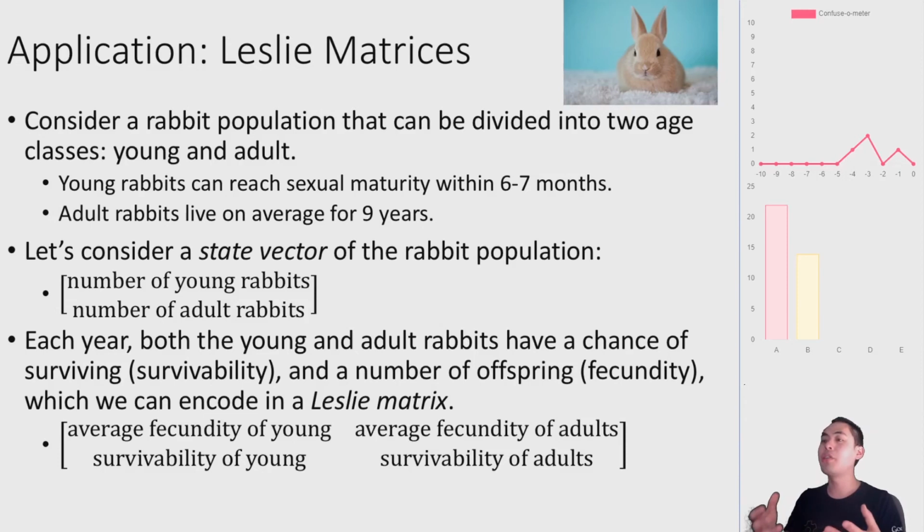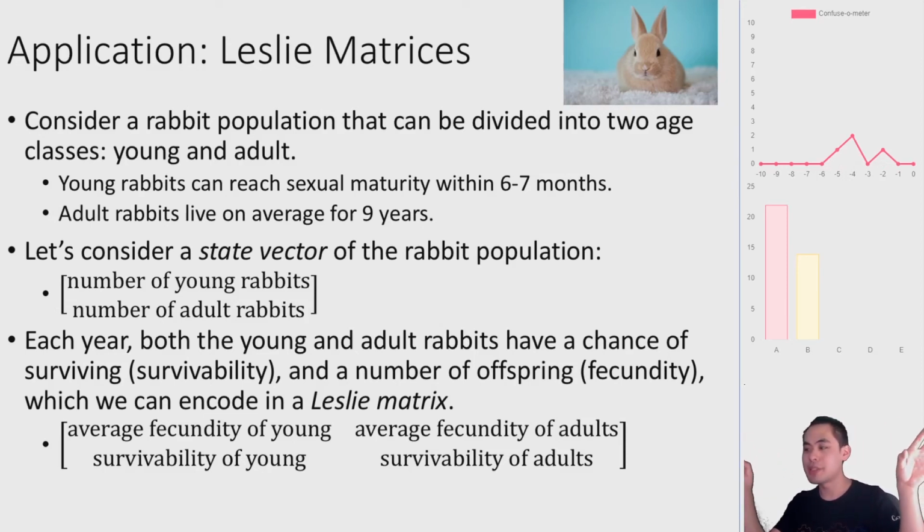So how many new young rabbits do you have, because you had 5 young rabbits and 10 adult rabbits? This encodes both offspring and survivability. Fecundity and survivability is the standard way that you talk about these Leslie matrices. So this is a 2x2 matrix.